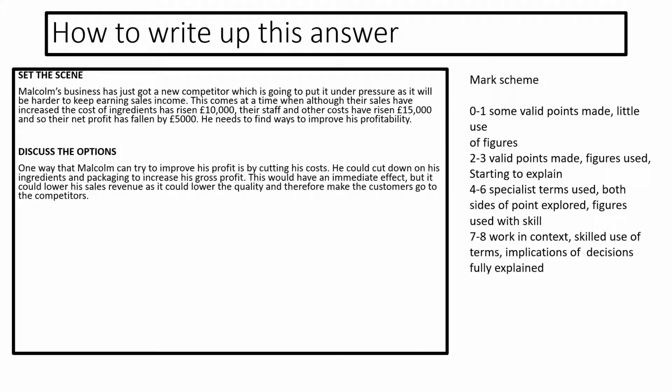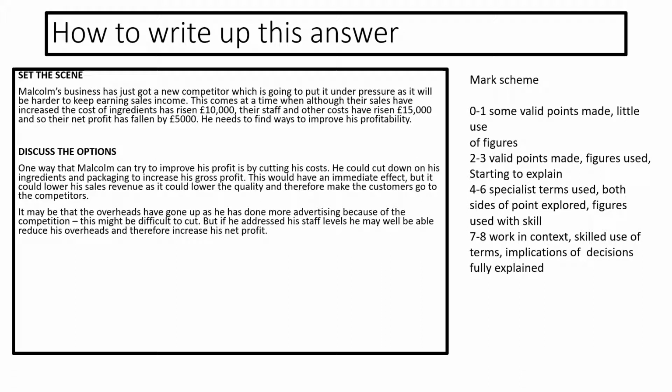One way Malcolm can try to improve his profit is by cutting his costs. So he could cut down on the ingredients and packaging to increase his gross profit. Now, this would have an immediate effect. But it could lower his sales revenue, as it could lower the quality and therefore make customers go to the competitors. After marking someone else's work, someone else suggested that actually he put the price up and increased the quality. A very good strategy. I haven't included that in my answer, but it would be a good argument.